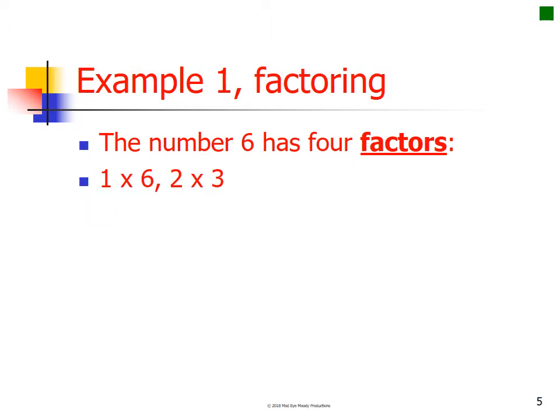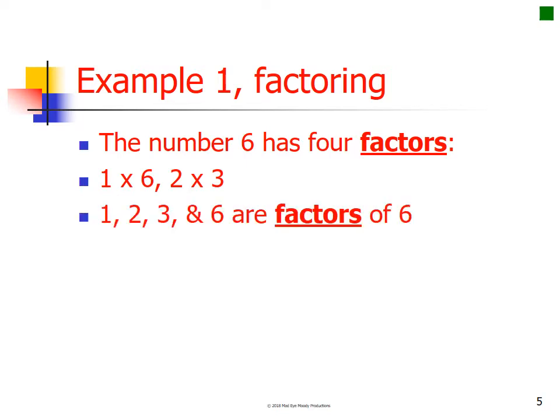The numbers we can multiply together to get 6 are 1 times 6 and 2 times 3. Those 4 numbers are the factors of 6 because 1 times 6 is 6 and 2 times 3 is 6. So we can say that 1, 2, 3, and 6 are factors of 6.